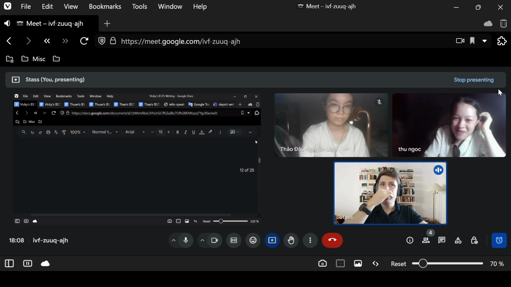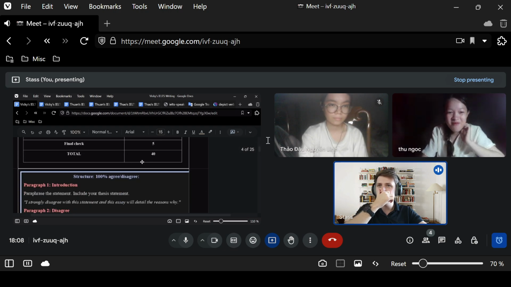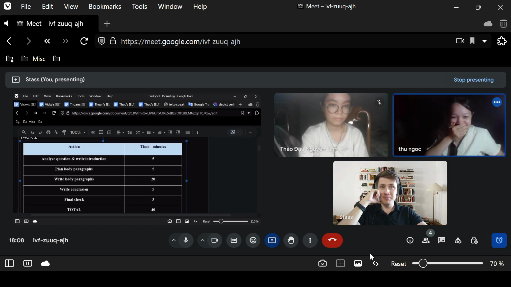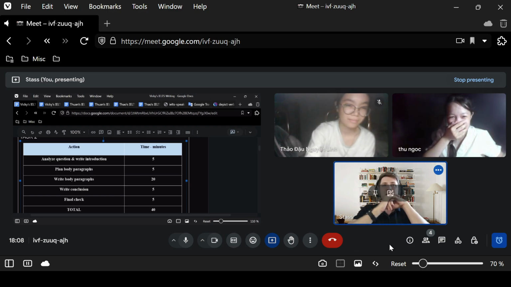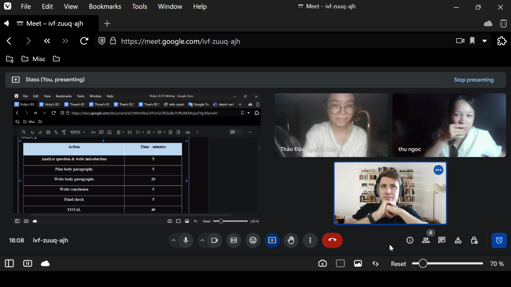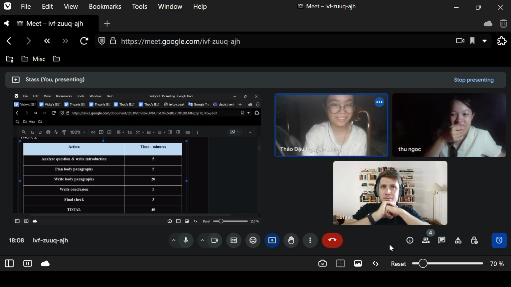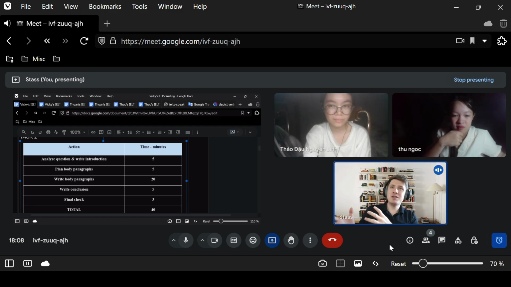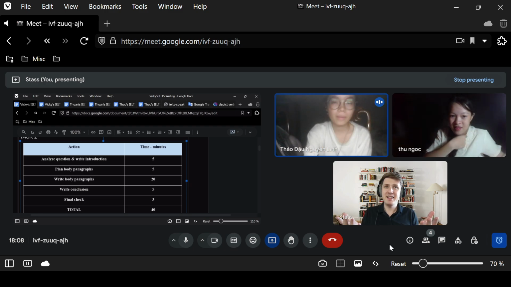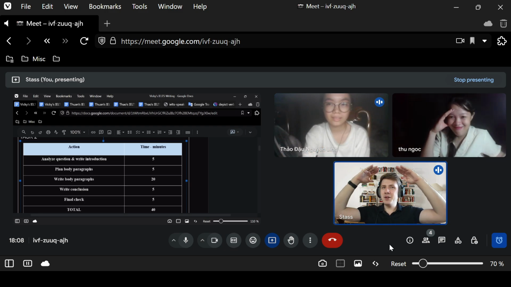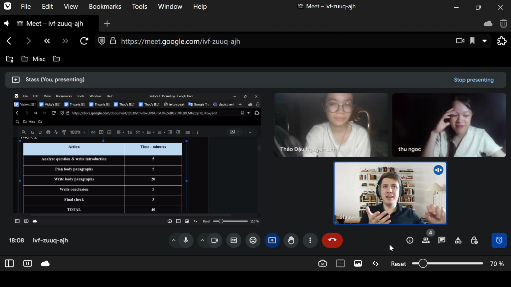Have you followed this structure before? At least one time? This one. Have you followed it? No? No. So, Thao, what do we start with? I just start with the card and write. What do we start with? Analyze questions and write introduction. So, analyze questions, write introduction. How long does it take? 5 minutes. So you're supposed to analyze very quickly and start writing immediately.